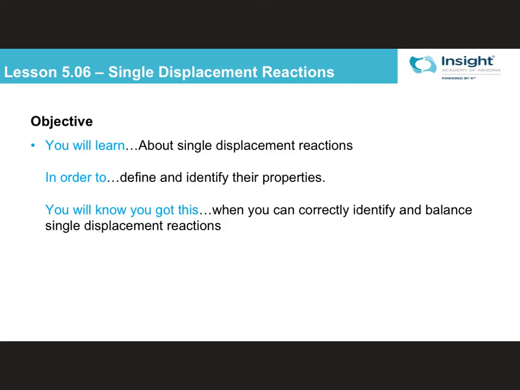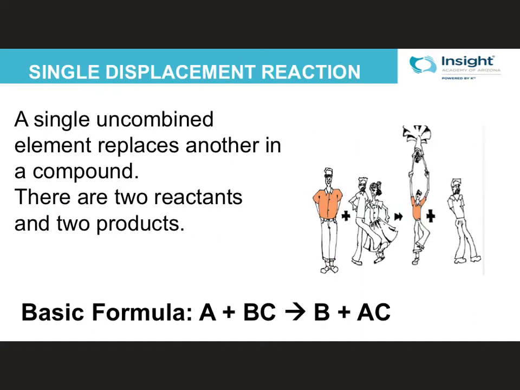Okay, so far we've covered combustion, synthesis, and decomposition reactions. So let's add single displacement reactions, also sometimes referred to as single replacement. Just so you know, those are interchangeable. By the end of this, you should be able to identify what makes something a single displacement reaction and how to balance them. So here is your basic formula, all right?